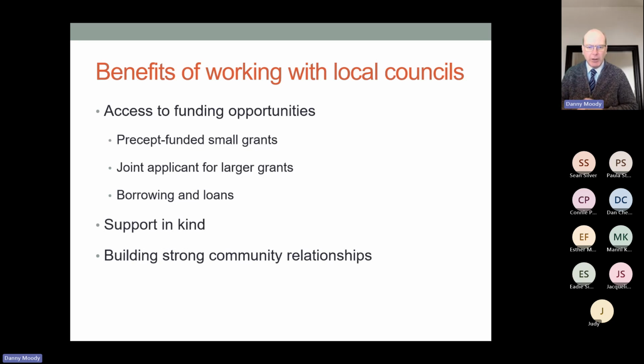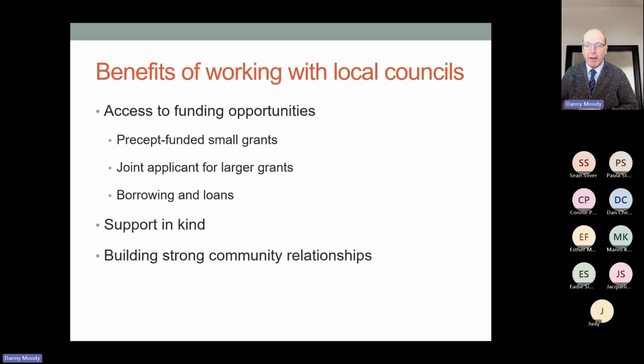Each year they decide how much they would like to spend in the following year, and they send what's called a precept demand to the billing authority, which is either West Northants Council or North Northants Council, depending on the side of the county. And those councils collect that money from the council taxpayers in that area and then send it to the parish or town council.